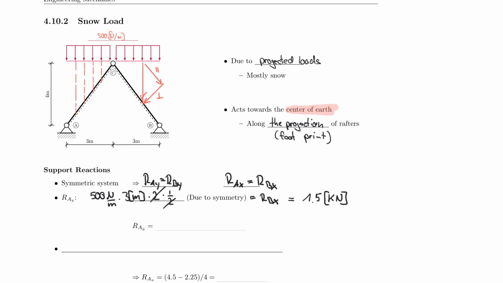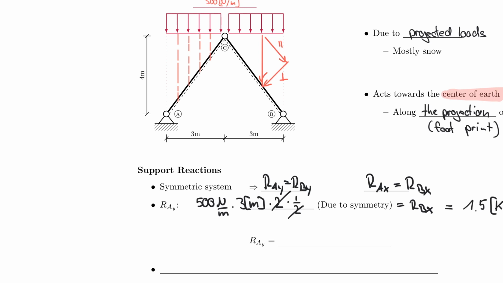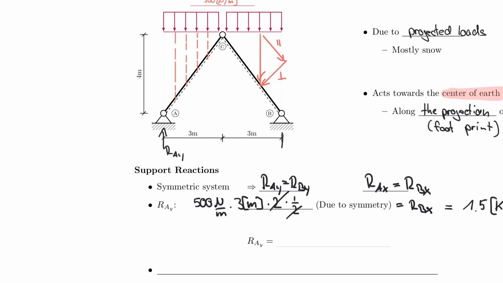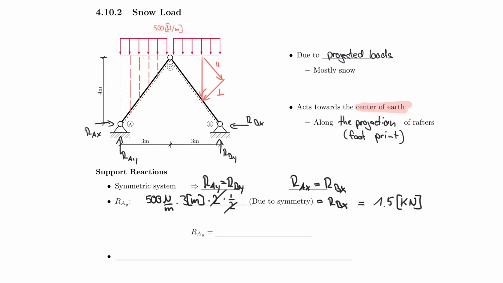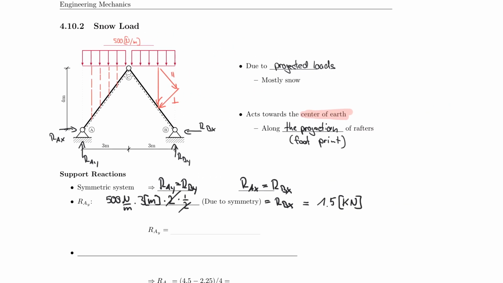So now we have the same problem as before. We have two support reactions, right? RAY, RBY, and we also have RAX and RBX. And RAY and RBY we just calculated. So I actually made a mistake here. Let me fix that. So this is not RBX, it should be RBY.